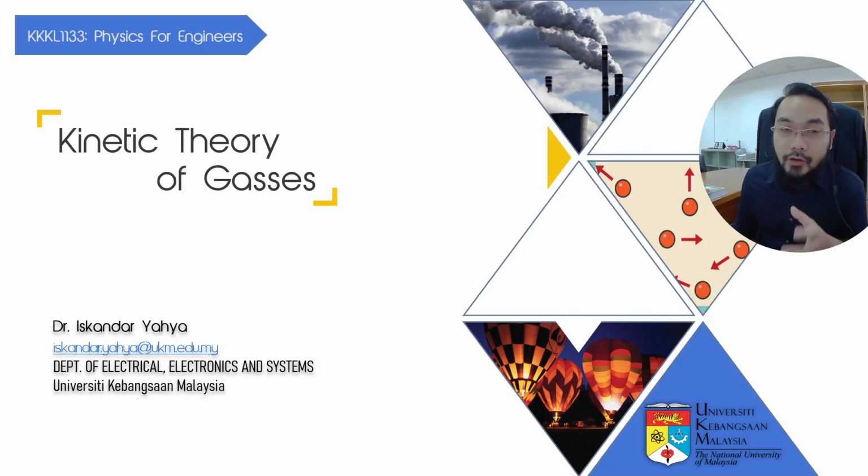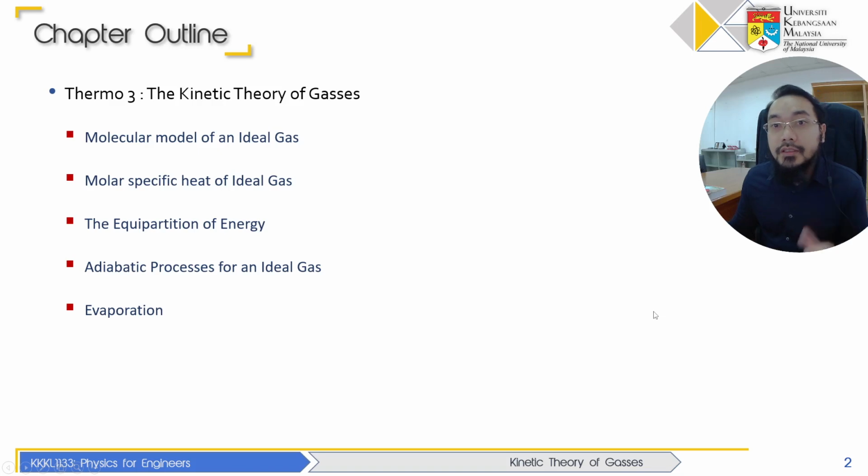So this is the recorded lecture for chapter 3 of thermodynamics, which is entitled Kinetic Theory of Gases. In this chapter, we're going to look at the molecular model of an ideal gas. We're going to look at the molar specific heat of an ideal gas, equipartition of energy, adiabatic processes for an ideal gas, and we will touch a little bit on the process of evaporation.